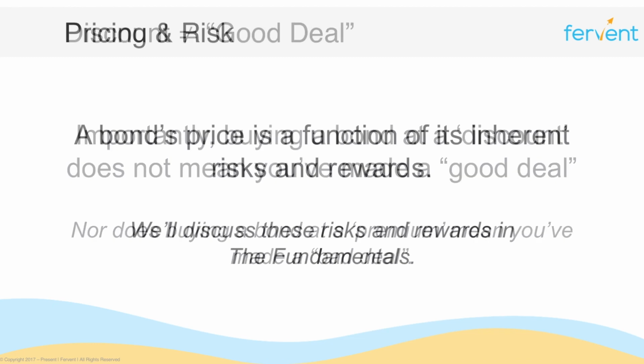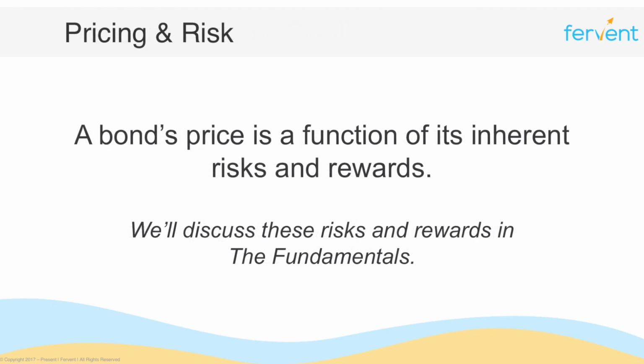That's because a bond's price is a function of its inherent risks and rewards. If a bond trades at a discount, it's trading at that for a reason, because it's highly risky. Similarly, if a bond trades at a premium, it's trading at that for a reason, and that's because it's less risky. We're going to talk about the risks and rewards in great detail in the next section when we go over the fundamentals.